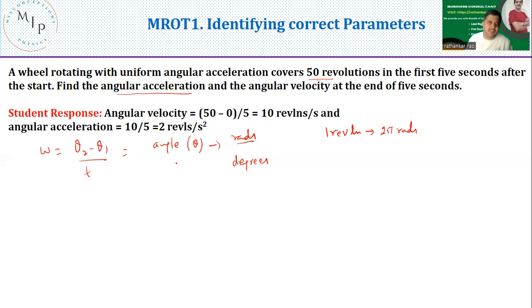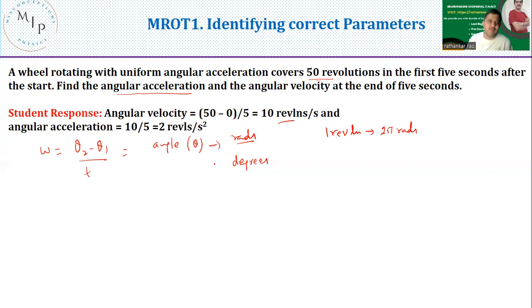So based on this, instead of putting this in radians, they have put this in terms of revolutions. And here also, this is 0 revolutions, because initially it does not revolve. So 50 minus 0 divided by 5 gives you 10 revolutions per second, which indeed appears to be correct. It's not correct. I'll tell you what is the reason.